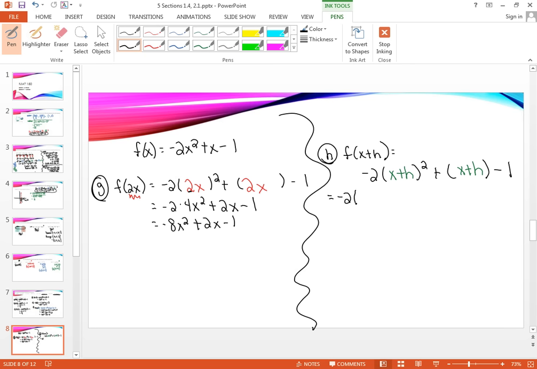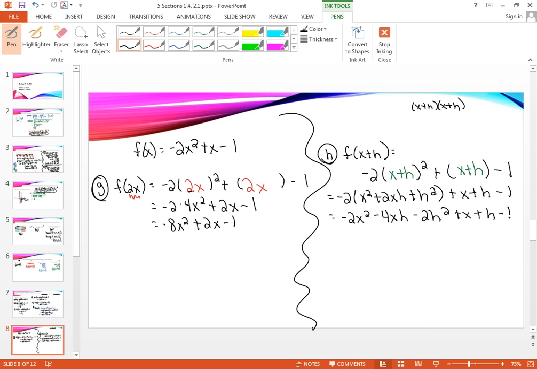Okay, now be careful. What is x plus h times x plus h? Can you do that? That's x squared plus xh plus xh, so plus 2xh plus h squared. Then I don't need the second set of parentheses. And I need to distribute the negative 2, so negative 2x squared minus 4xh minus 2h squared plus x plus h minus 1.